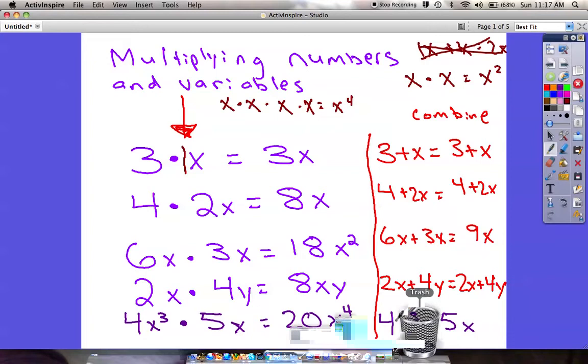We can't combine 4x to the third power plus 5x because they don't have the same label at the end of them. The only one on here that we could have combined if we would have added would be the 6x plus 3x, because 6x plus 3x is 9x. So the most difficult part about this, I think, is going to be keeping things separated. What do you do when you multiply? What do you do when you combine?